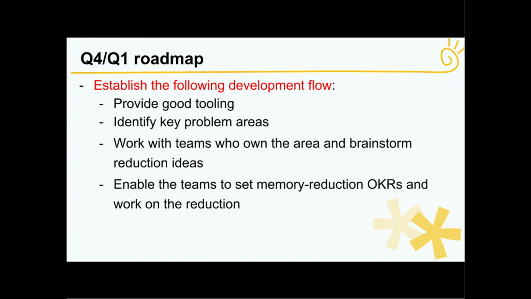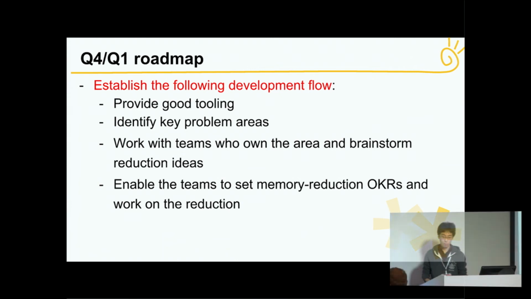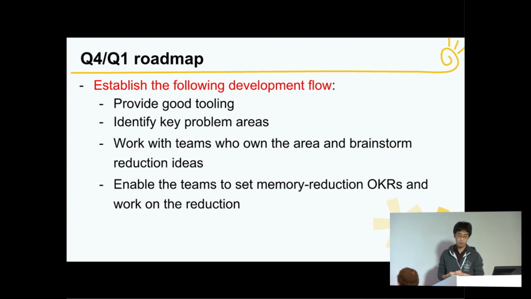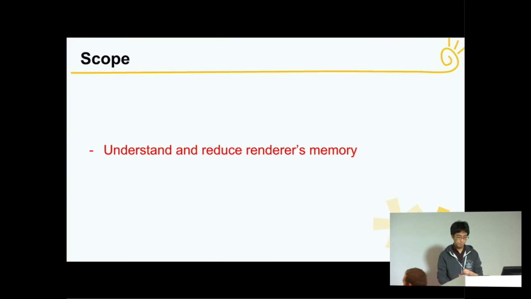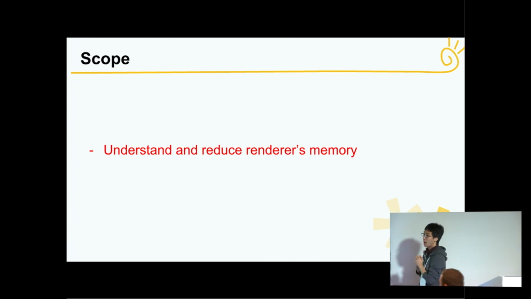So this is a roadmap for Q4 and Q1 regarding reduction. We want to establish the following development flow. The memory team provides good tooling, identifies key problem areas, works with teams who own the area and brainstorms reduction ideas. And then we enable the teams to set memory reduction OKRs and work on the reduction. So we want to establish this development flow in Q4 and Q1. So, conclusions. Our scope is to understand and reduce renderer memory, not limited to Blink.